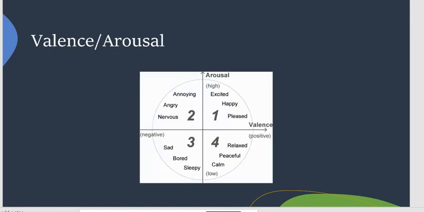To understand the scale that we are using here, this is what valence and arousal looks like. Valence is more like a positive state of mind, and arousal is how excited you are. You could be in a high valence and high arousal state when you're happy, excited, or pleased. And you are in a high valence, low arousal state when you're relaxed, peaceful, and calm.